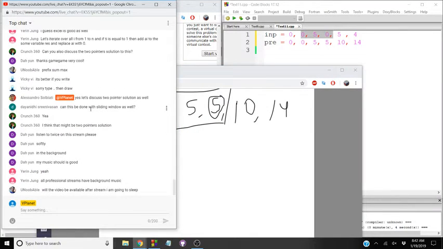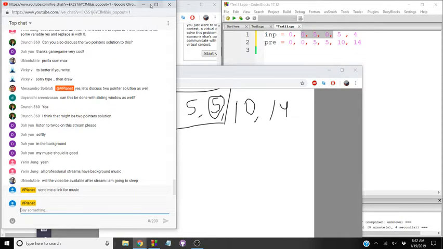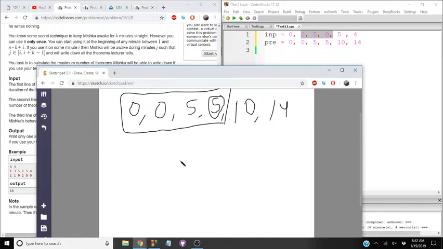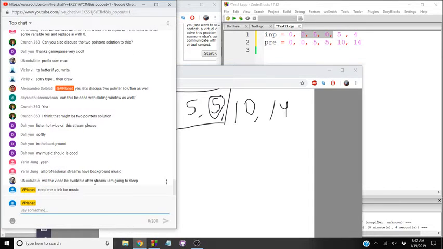Can this be done with sliding window? Yes, that is a two-pointer solution. I'm not listening to Twitch on the stream. Okay. Send me a link for music and I'll put it on. The video will probably be available after you go to sleep. Yeah, I'm just probably gonna keep them up. Have fun sleeping, I guess.